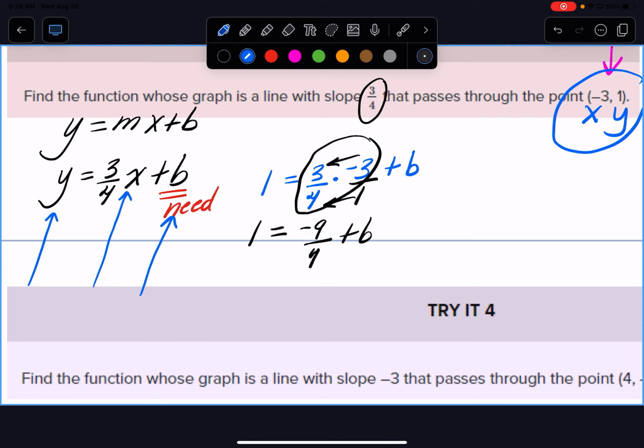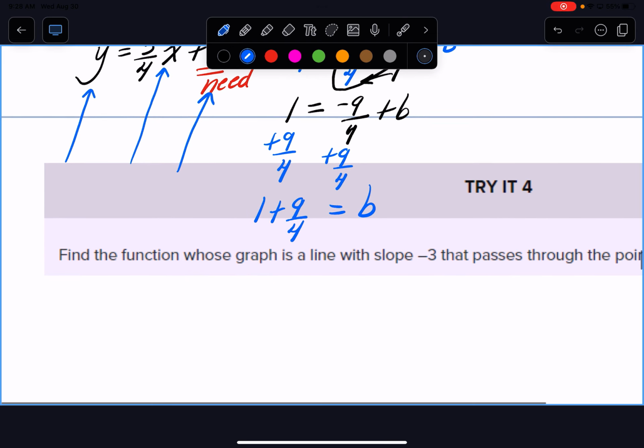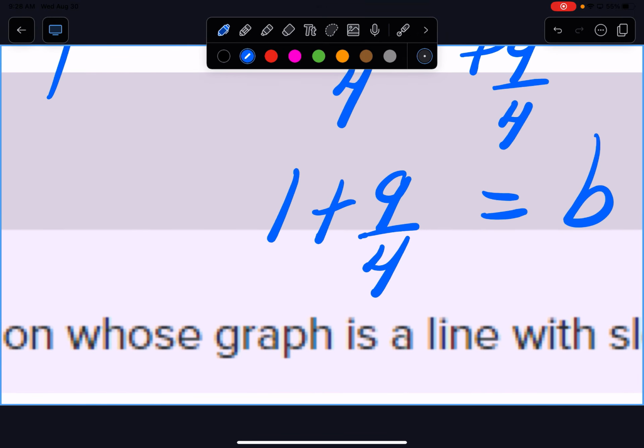Now math is math. How do you get b by itself? Add 9/4. Add 9/4. So we have 1 plus 9/4 equals b. We can't leave the answer like that. We don't write mixed numbers. We need to actually combine those. So now we have to remember back to 4th grade math. How do we add fractions? We have to have a common denominator. So what I recommend is writing a 1 in this position, in this denominator, so you don't make any errors. The common denominator must be 4.